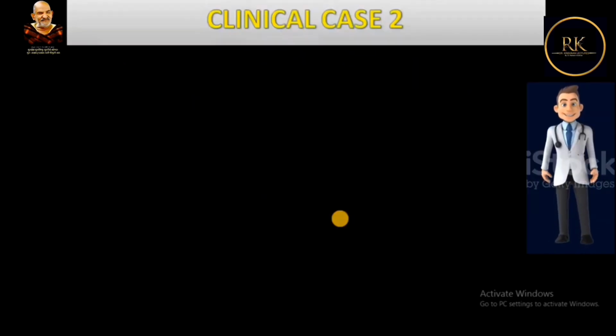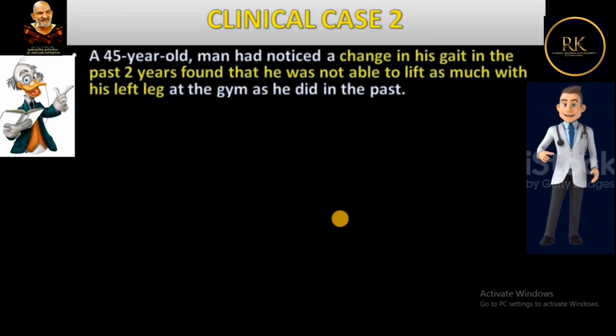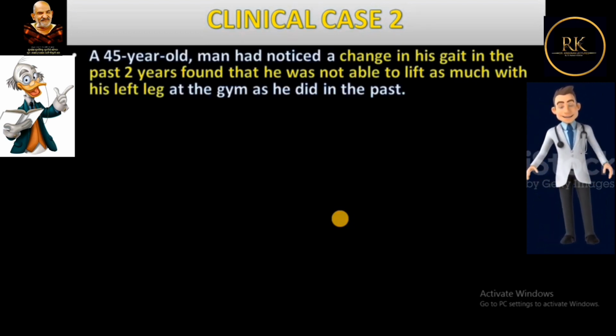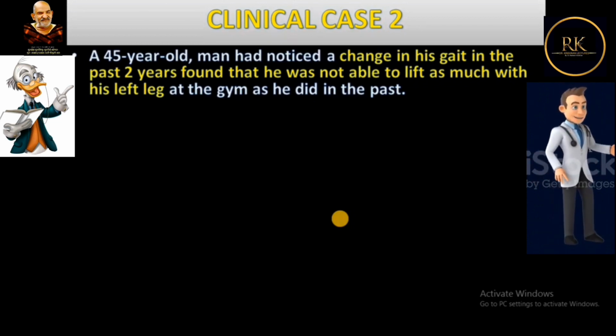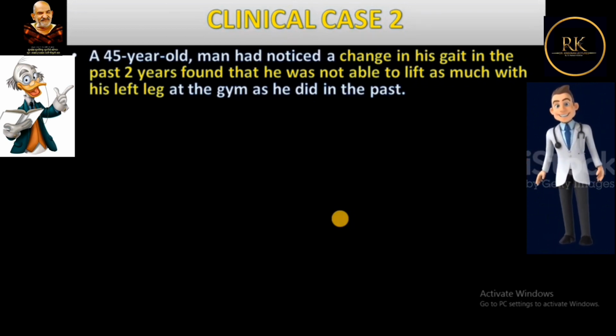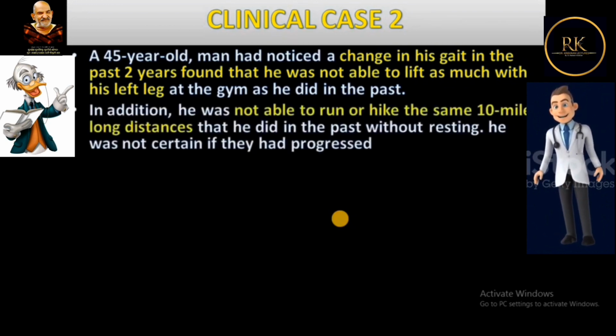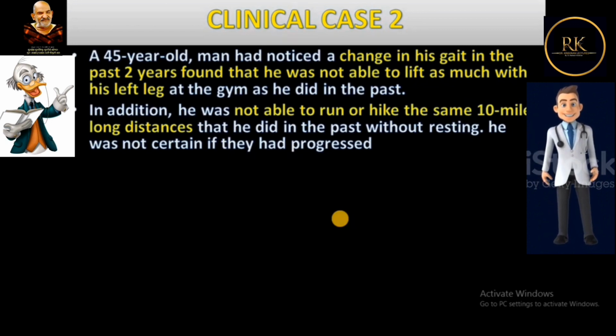Now again, come to a clinical case to understand another clinical criteria. A 45-year-old man had noticed a change in his gait in the past 2 years. He found that he was not able to lift as much with his left leg at the gym as he did in the past. In addition, he was not able to run or hike the same 10 miles long distance that he did in the past without resting. He was not certain if it has progressed.